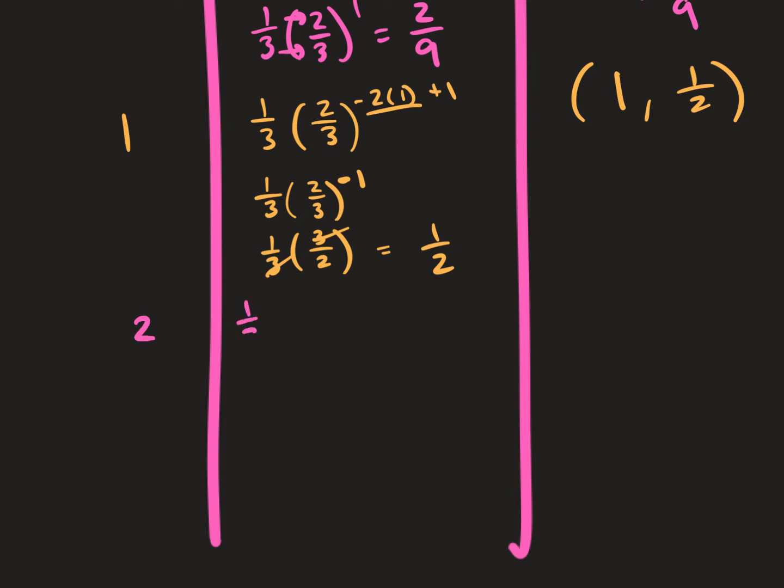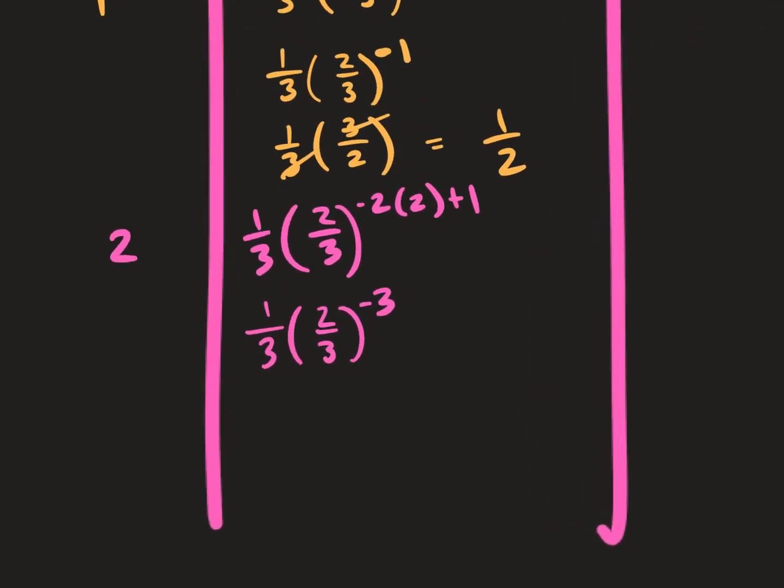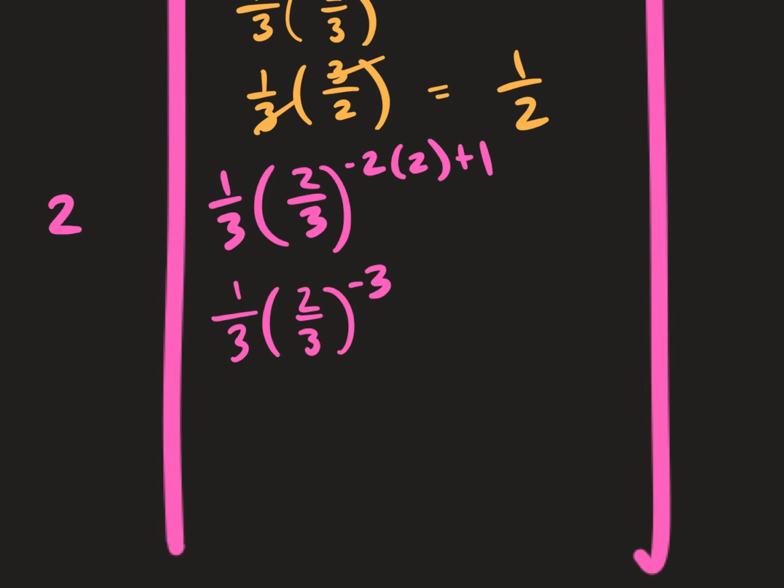So I have 1/3 times 2/3 to the power of negative 2 times 2 plus 1. So I have to do negative 2 times 2, which would be negative 4, plus 1 would be negative 3. How do I do 2/3 to the power of negative 3? What does a negative exponent do? Flips it. So this would be like saying 1/3 times 3 halves to the power of 3. So I got rid of that negative because I flipped it.